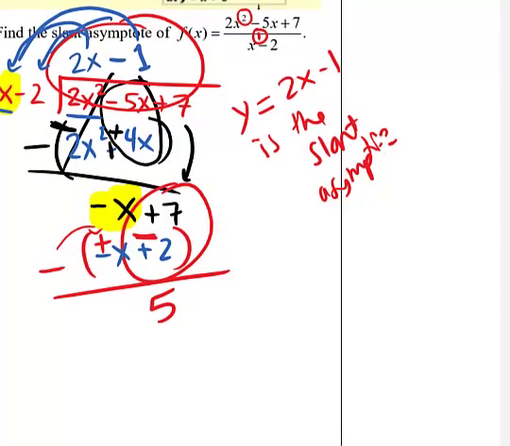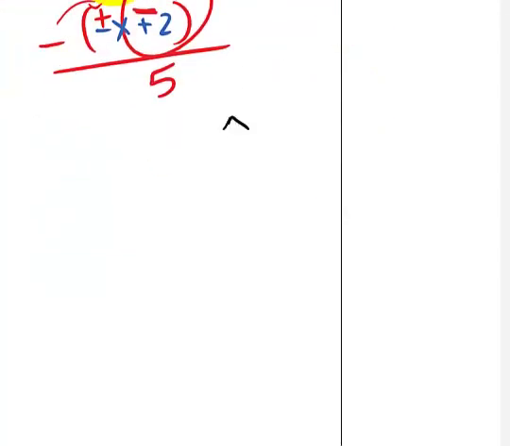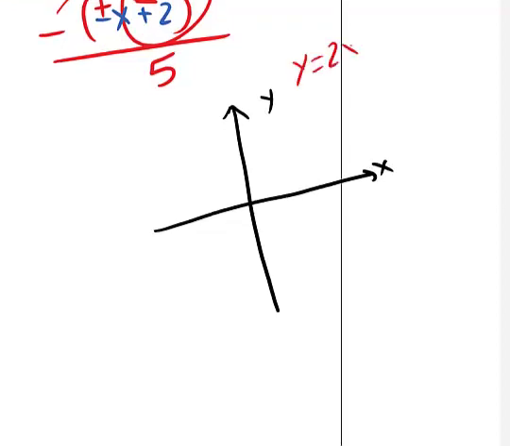So that's kind of interesting. I mean, they didn't ask us to graph because I think this is getting a little too deep. You'll get really deep into this if you take pre-calculus. This is a good foundation, but you'll really get into it later. But if you care, the line y equals 2x minus 1 is a slant asymptote.